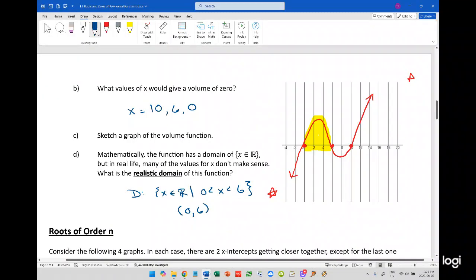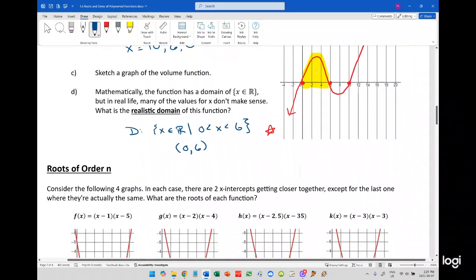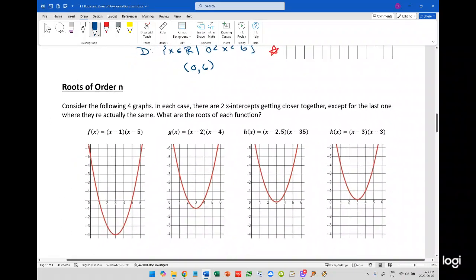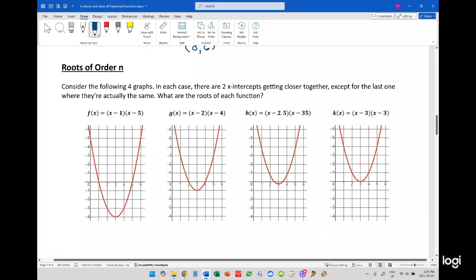All right, coming back. The last thing I want to get to today before we get to the next lesson on actually doing our final full modeling of polynomial functions is to just talk about roots of order n. So far, this question had 3 x-intercepts. It's a degree 3, so it has 3 different roots. Sometimes we don't get different roots. We get roots of higher order.